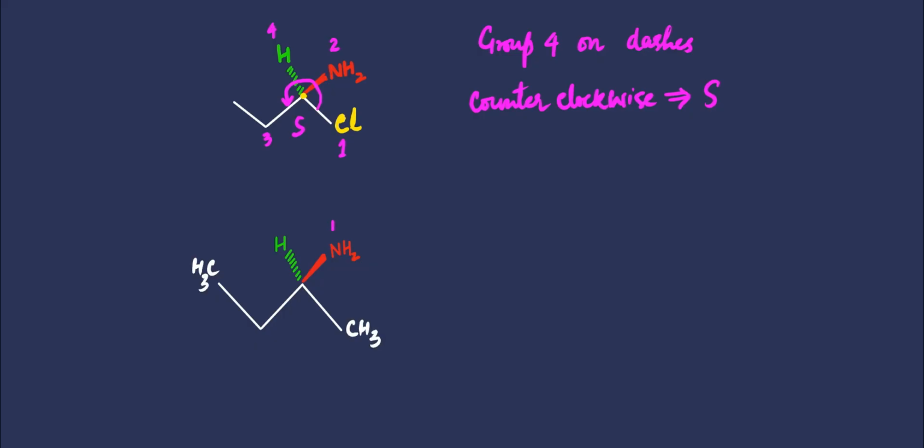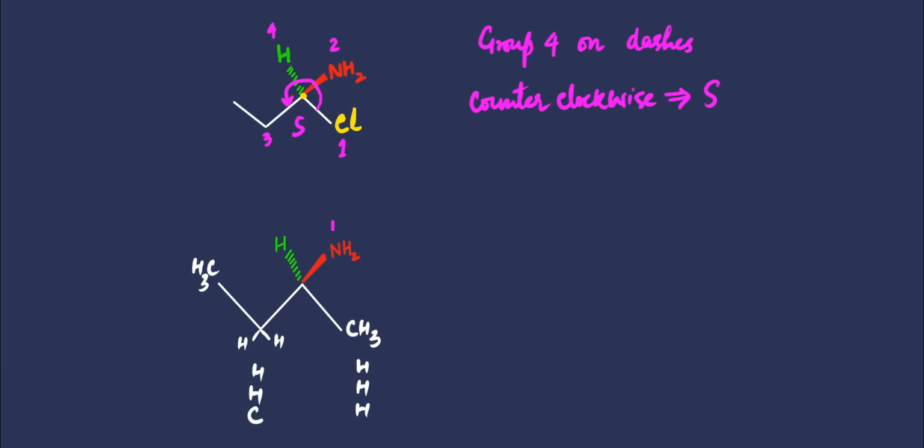The asymmetric carbon is attached to nitrogen, hydrogen, and 2 carbon-based groups, methyl and ethyl. Out of these carbon groups, this methyl carbon is attached with 3 hydrogens, whereas this methylene carbon is attached with 2 hydrogens and 1 carbon.